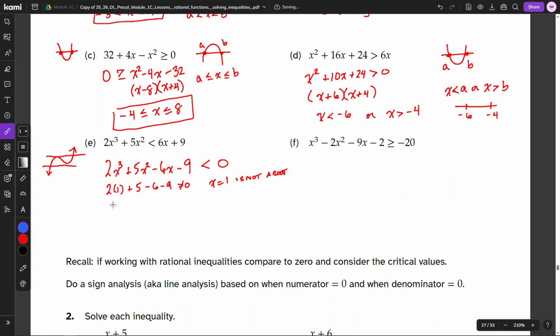If I substitute in negative 1, that'd be negative 2. Let's see here. So I'd have negative 2 plus 5 plus 6 minus 9. So that does equal 0. So therefore, x equals negative 1 is a root. Right? I can always try positive 1 and negative 1 using my factor theorem.